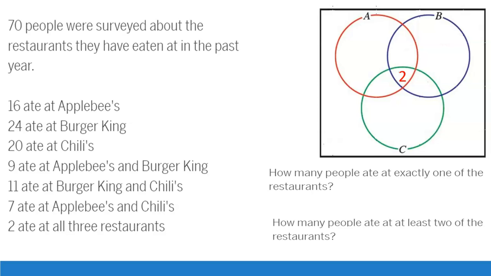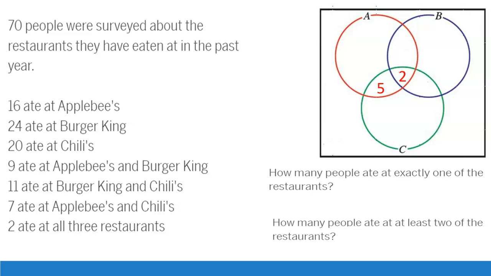We'll start with the 2 that ate at all 3 restaurants. That means where the 3 circles intersect, there have to be 2 people. Working up from there, we know that 7 ate at Applebee's and Chili's. So where circles A and C, A for Applebee's, C for Chili's, intersect, we have to have a total of 7 people. We already have 2 in that intersection, so another 5 have to be in this part of the Venn diagram to make a total of 7 in that intersection.